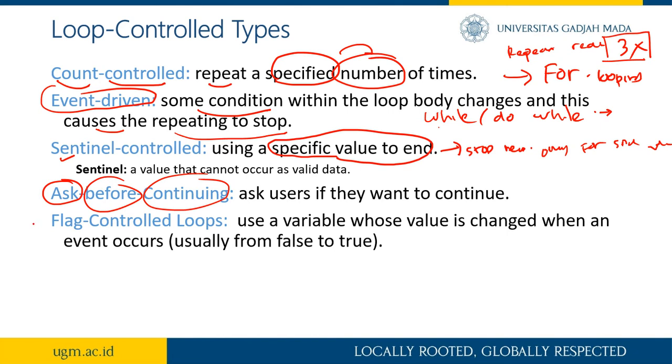And then the last is the flag control loop. Use a variable whose value is changed when an event occurs, from false to true. This is like the same condition, but we use a boolean to indicate that something happened or the condition became false or isn't met anymore.